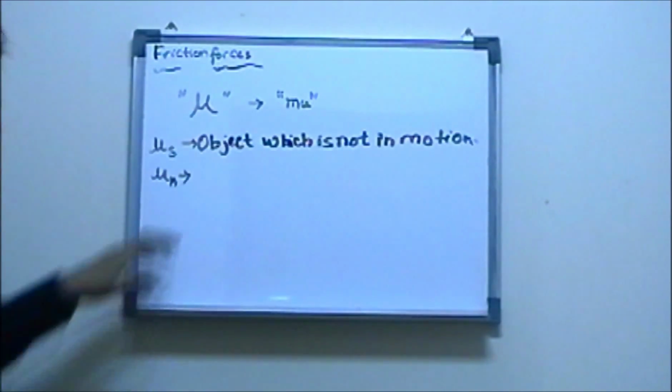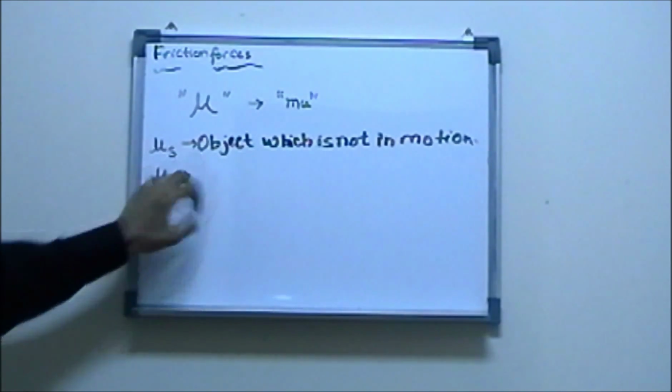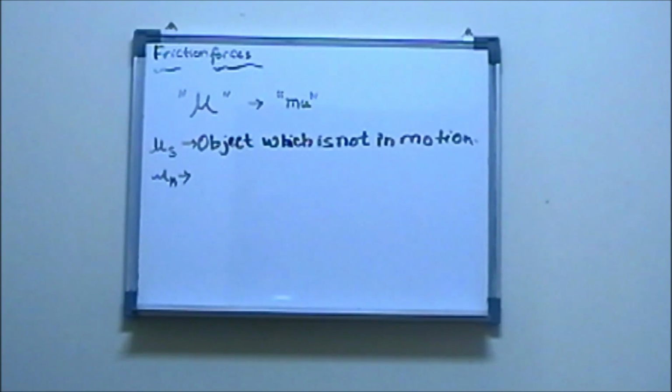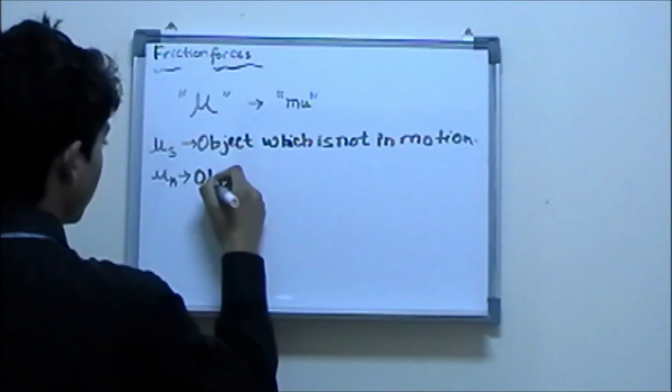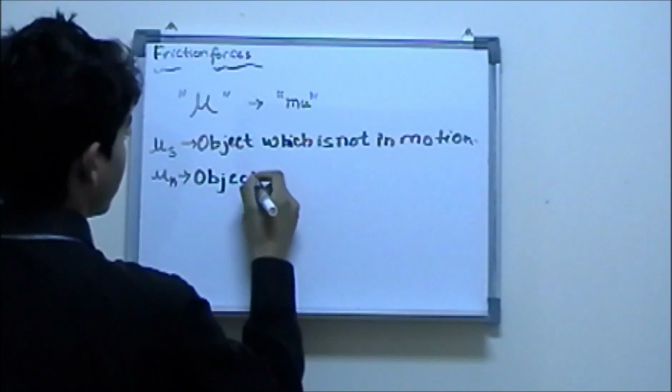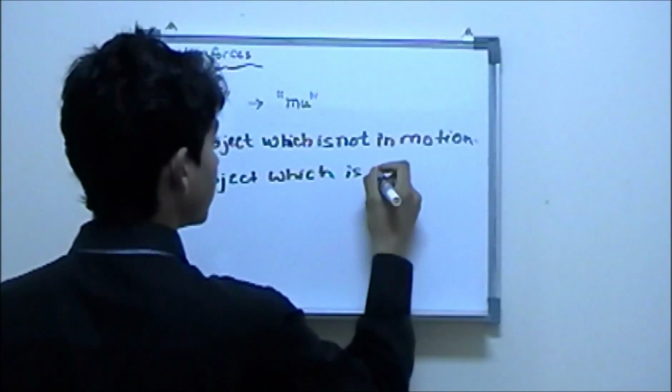Now you might have guessed it, kinetic is the opposite of static. It means an object which is in motion.